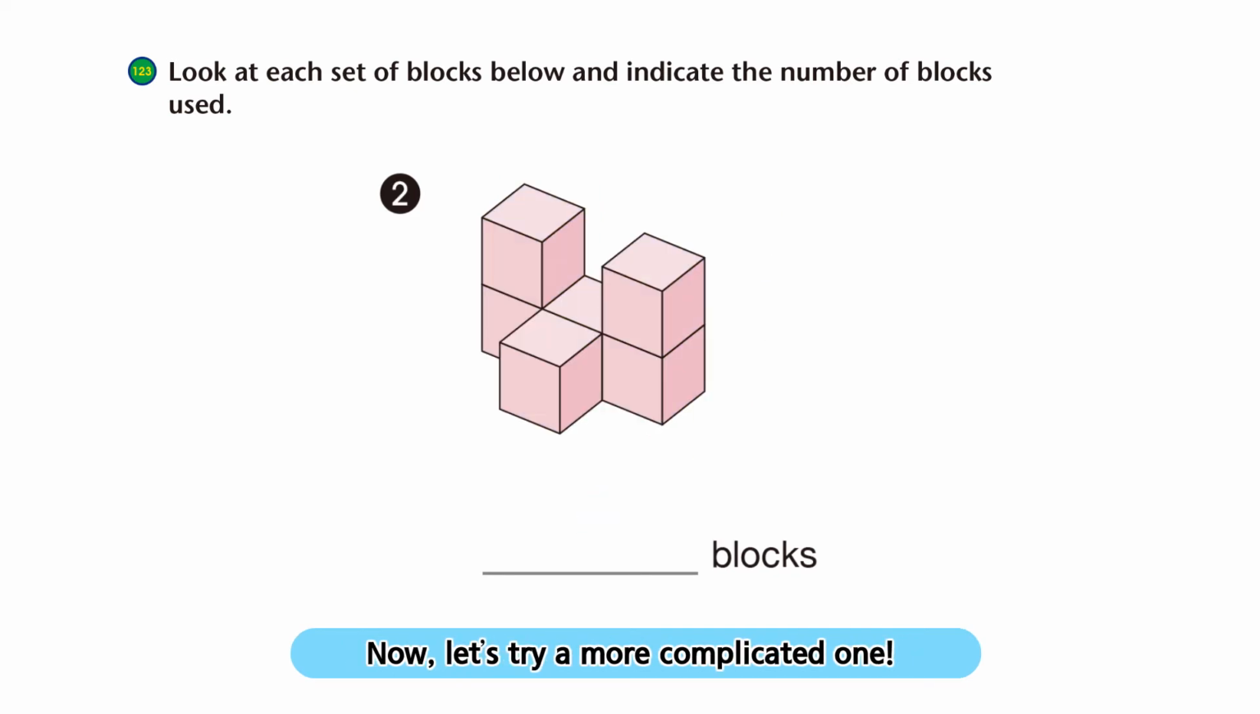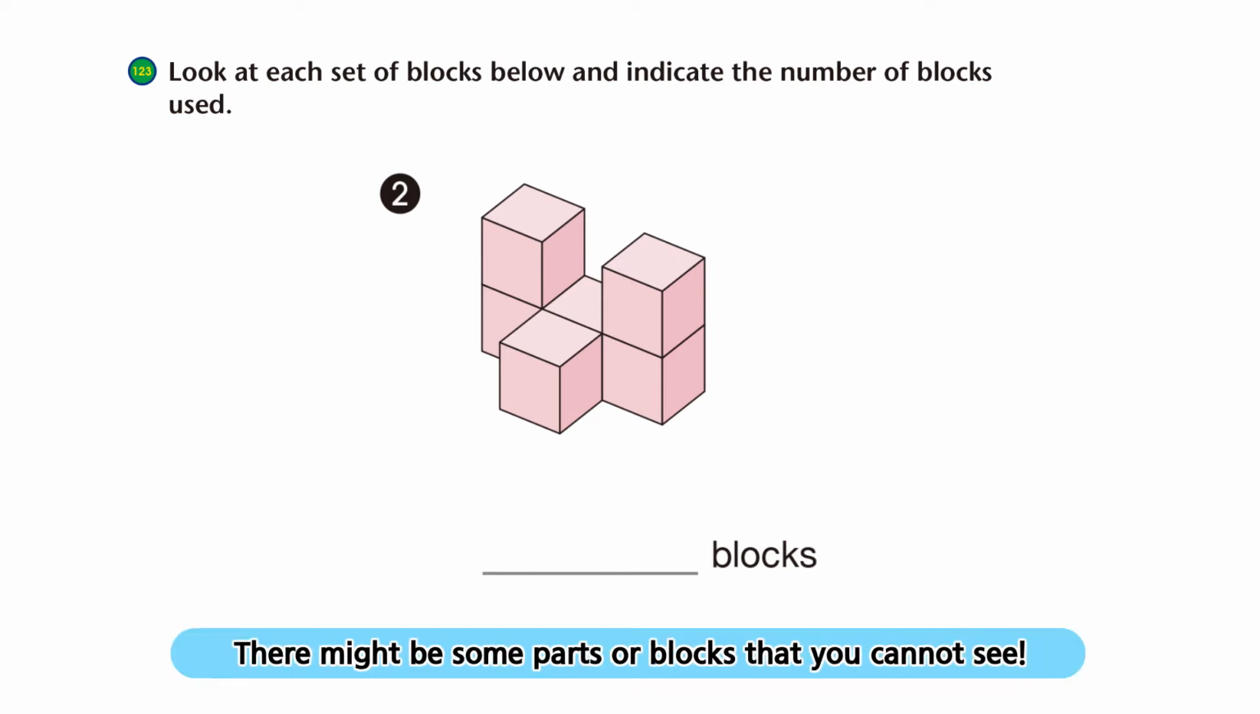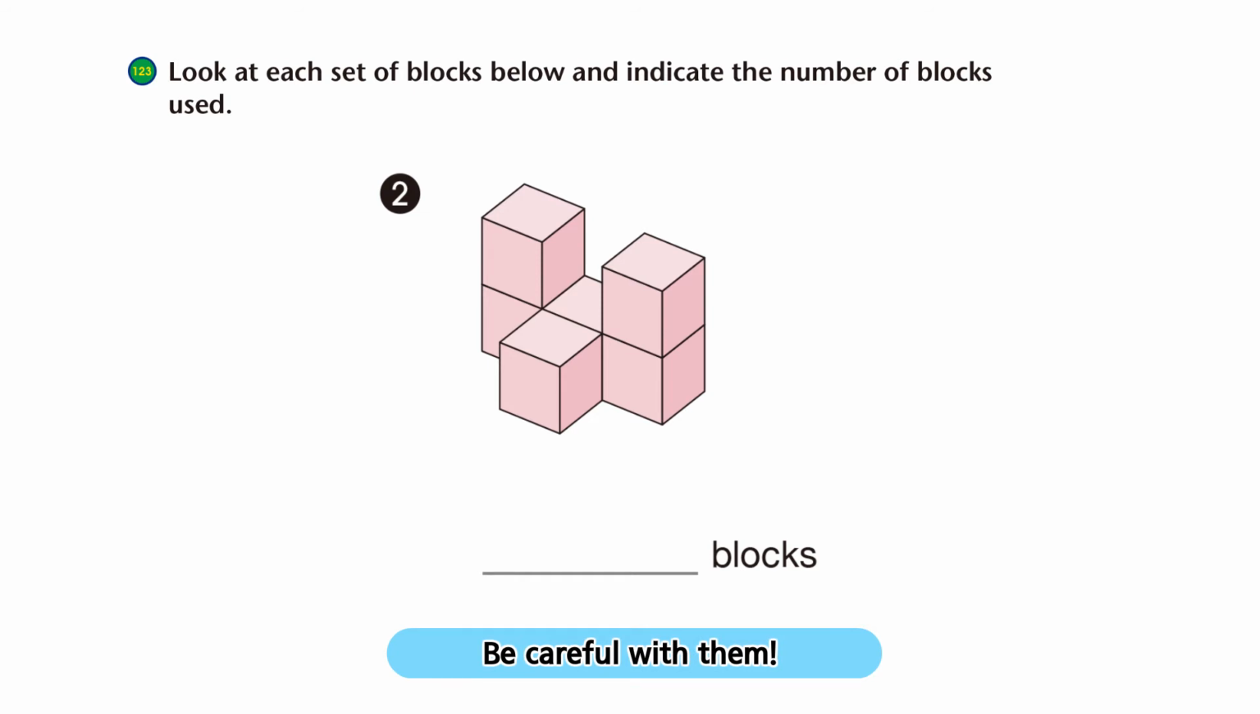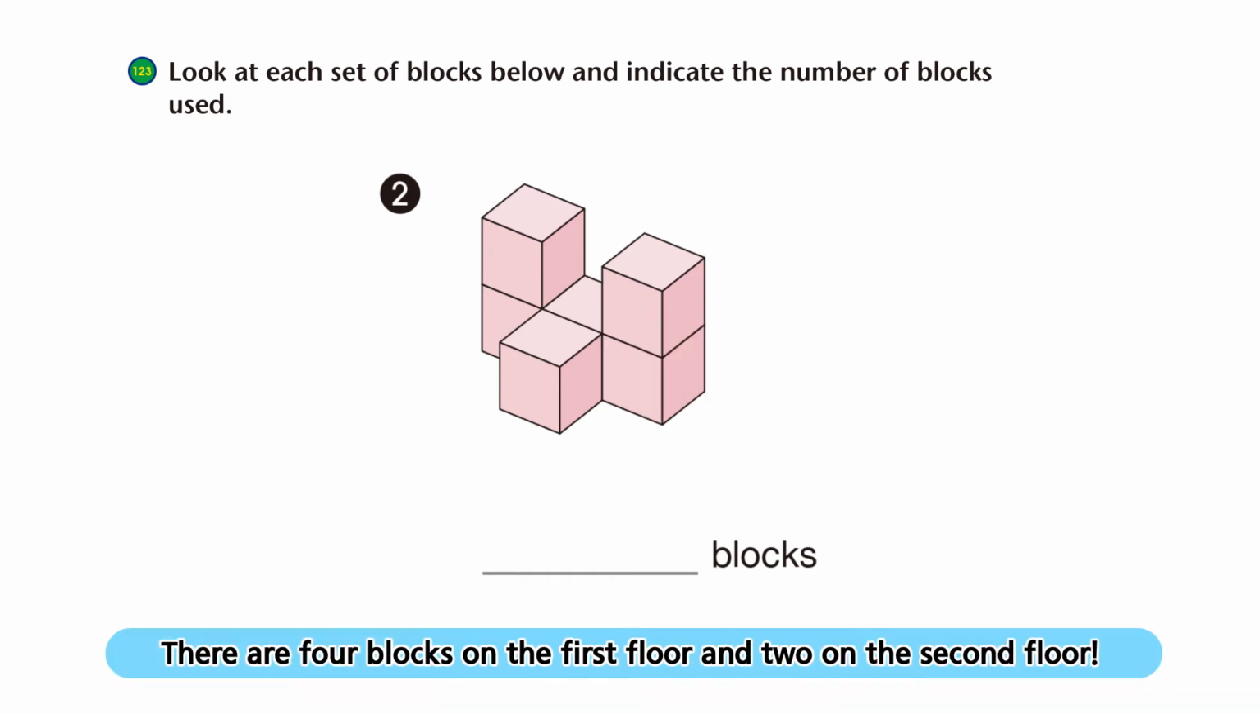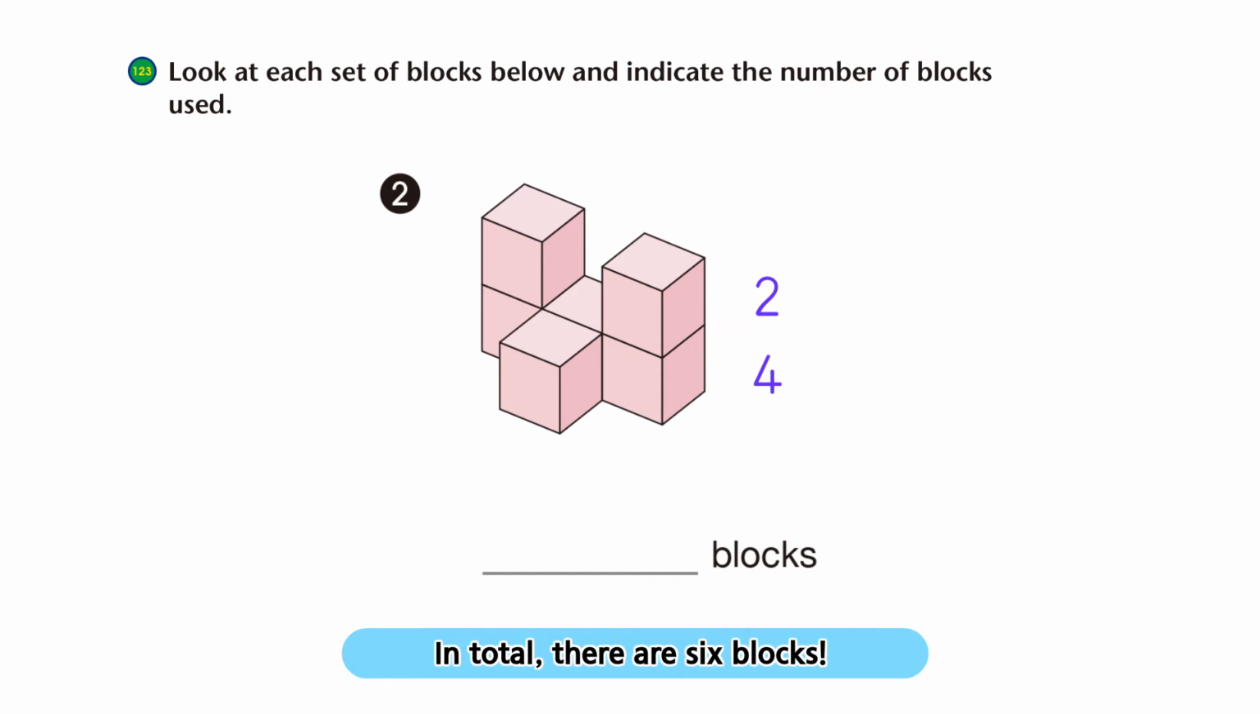Now let's try a more complicated one. There might be some parts or blocks that you cannot see. Be careful with them. Here we go. 1, 2, 3, 4. There are 4 blocks on the first floor and 2 on the second floor. In total, there are 6 blocks.